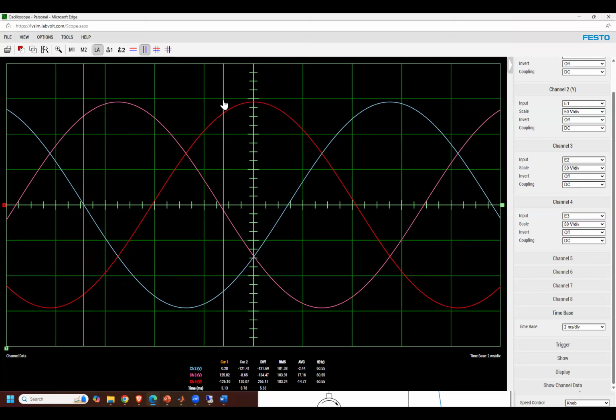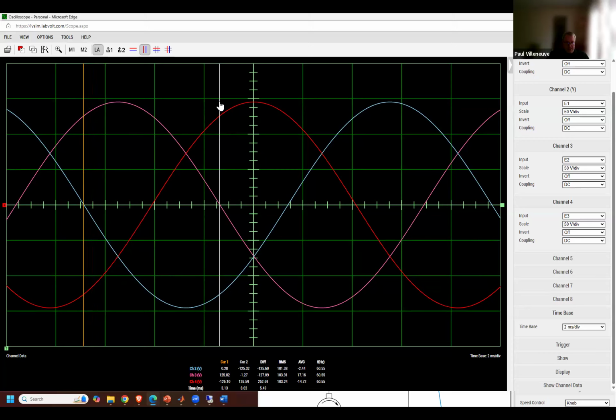I'm going to do the same thing for this purple waveform. Get as close as I can to 0. It's either minus 1.27 or 2.4, so I'll go with minus 1.27. All right, so now you're all whizzes. How do I calculate phase shift? How do I get 120 degrees? Is it on there?